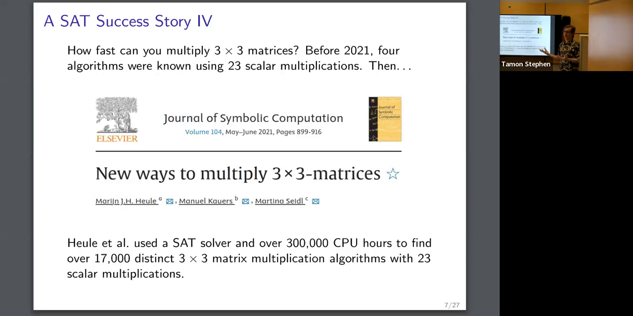And people had tried to beat that. In the last 5 decades, people had tried to beat it. They couldn't, but they found 3 other algorithms which were different, but used the same number of scalar multiplications. So that was where the state of the art stood in 2021.